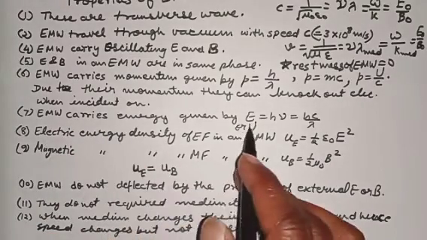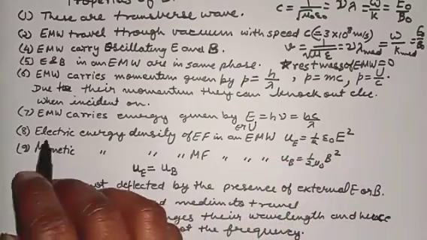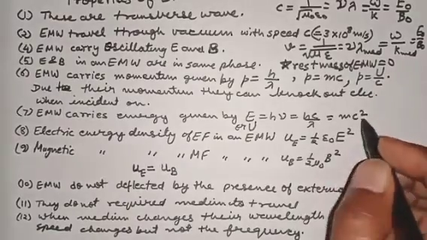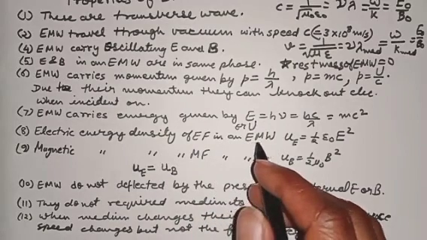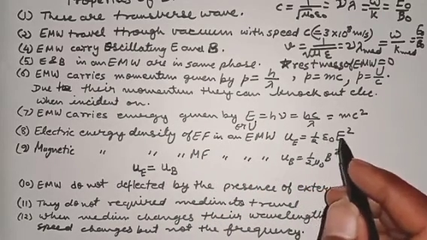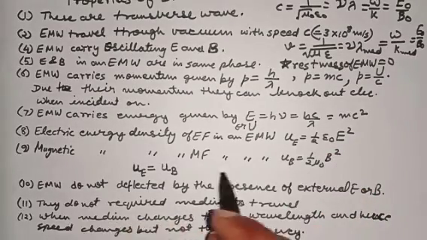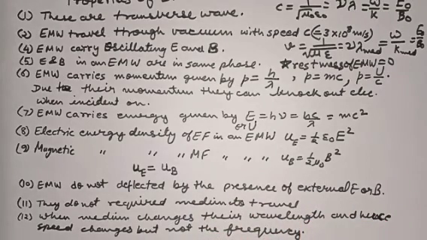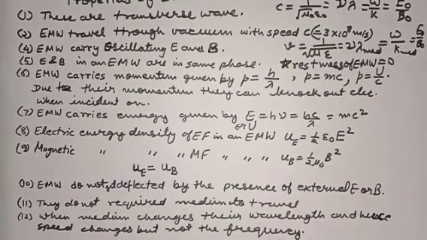Electromagnetic waves carry energy given by E or U. Actually, U is preferred, equal to h nu, which is hc by lambda. Also mc square. Once again, their moving mass, not the rest mass. Electric energy density of the electric field in an electromagnetic wave is uE equal to 1 by 2 epsilon naught E square, E at that instant, what is the value of electric field there, and in the same way for magnetic field, and both energy densities are same in electromagnetic waves. Electromagnetic waves do not get deflected by the presence of external electric or magnetic field. They are pulsating, fluctuating electric and magnetic fields, but they are not deviated by external electric or magnetic field.